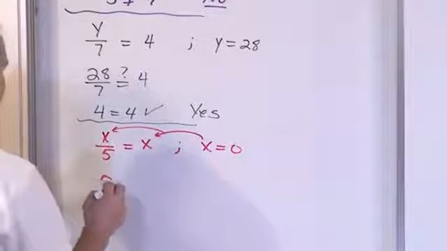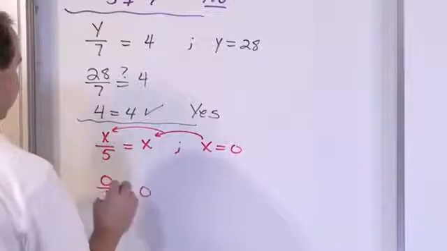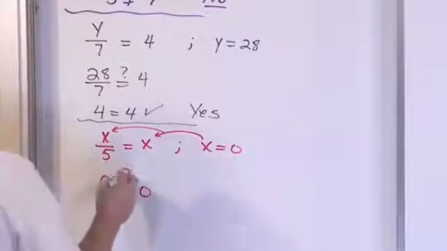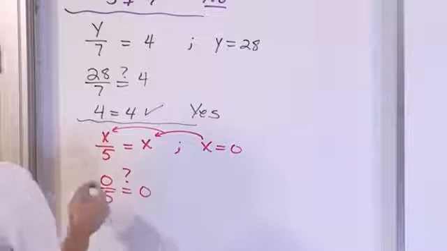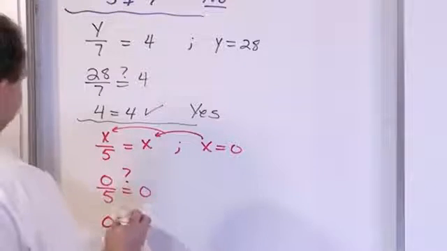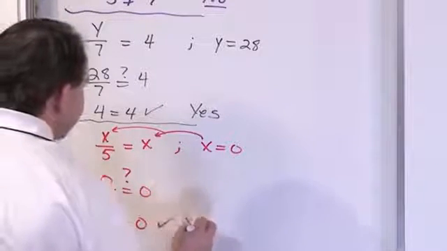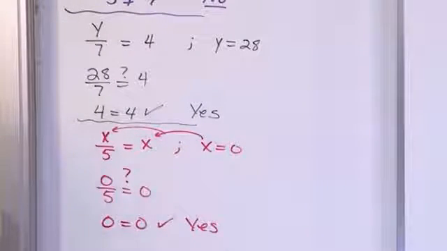So let's stick it in there. 0 divided by 5 is equal to 0. And we have to figure out, are these things really equal? Well, what is 0 divided by 5? 0 divided by anything is actually 0. So this does satisfy it. Yes, this is the solution to that equation.